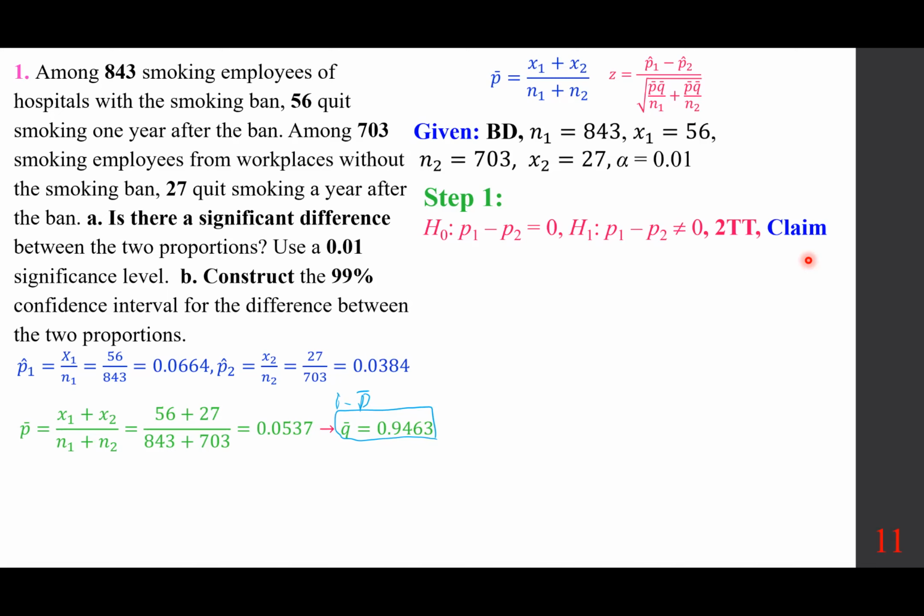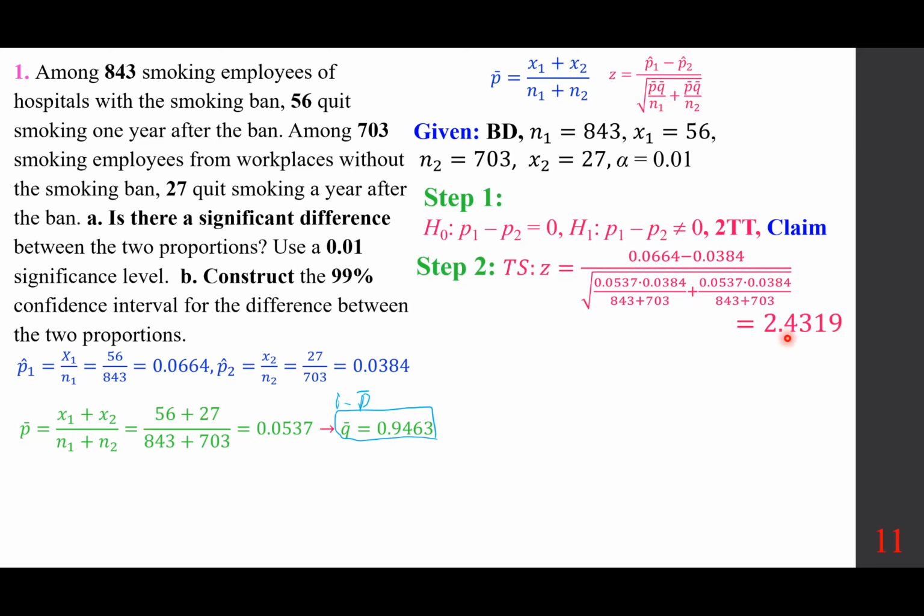The next step is to calculate the test statistic using this formula. And for that, we needed to calculate P1 hat, P2 hat, P bar. All of them have been calculated already. So let's plug in. We are plugging in everything into this formula. Again, the formula may be a little bit complicated, but you have a formula sheet and you plug in everything. And that results in test statistic Z equals 2.4319.